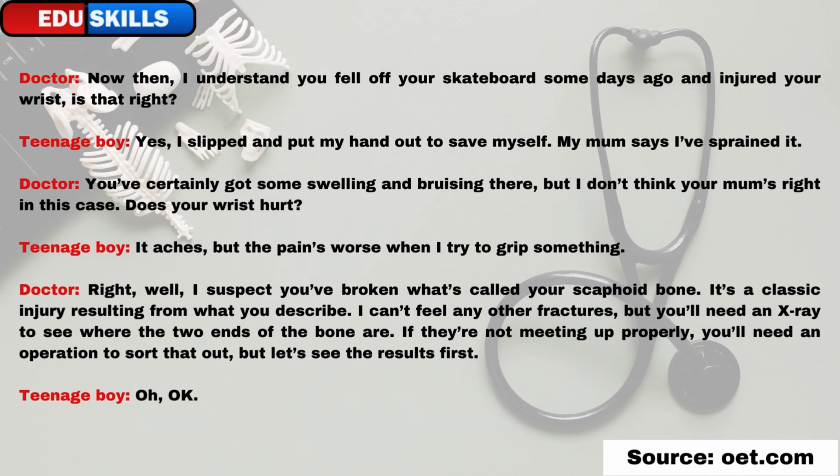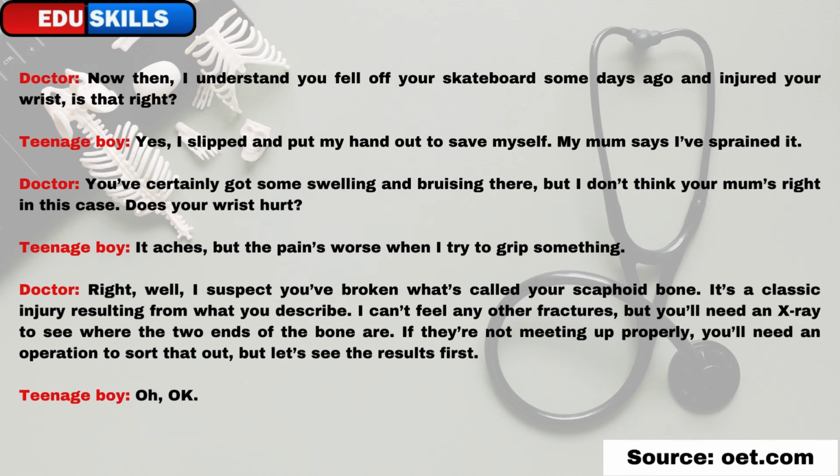Now then, I understand you fell off your skateboard some days ago and injured your wrist. Is that right? Yes, I slipped and put my hand out to save myself. My mum says I've sprained it. You certainly got some swelling and bruising there. But I don't think your mum's right in this case. Does your wrist hurt? It aches, but the pain's worse when I try to grip something.